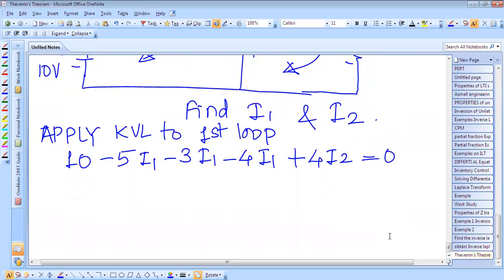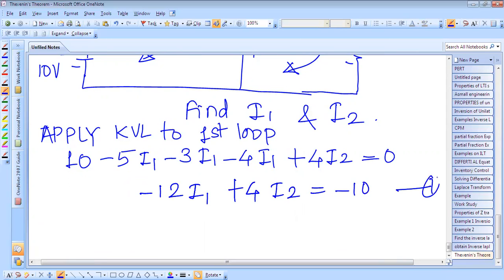So now we will further solve this. 5 plus 3 plus 4 is 12. This is minus 12I1 plus 4I2 is equal to minus 10. So this is your equation number 1. Again, we have to apply KVL to the second loop.